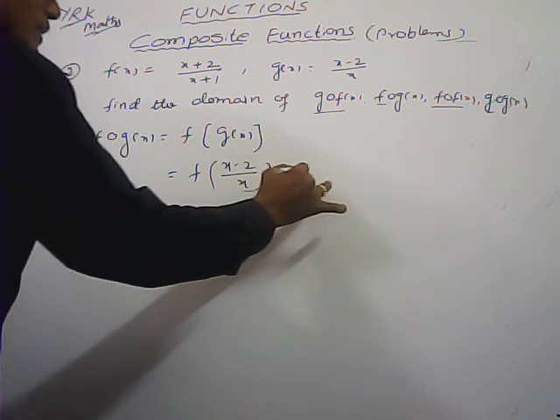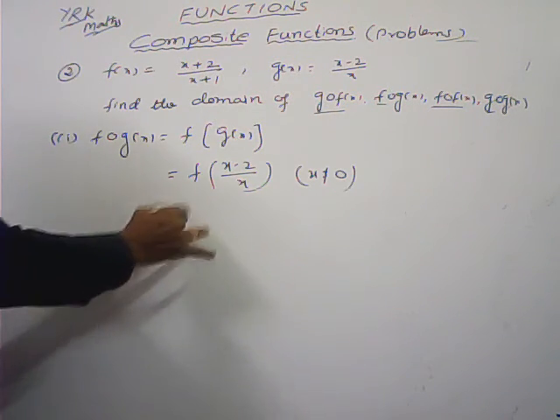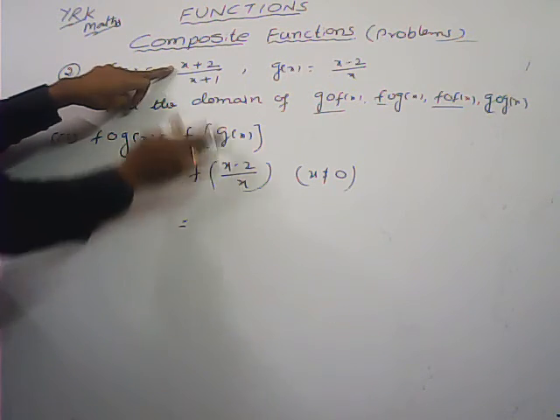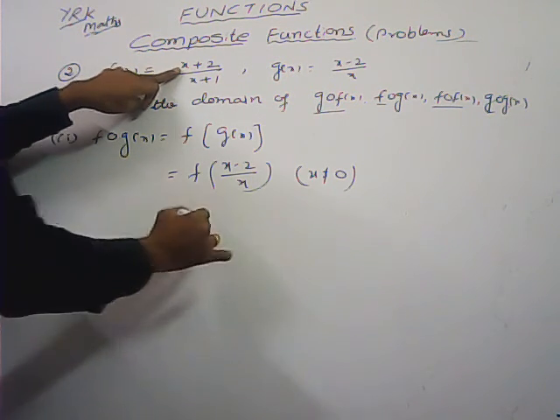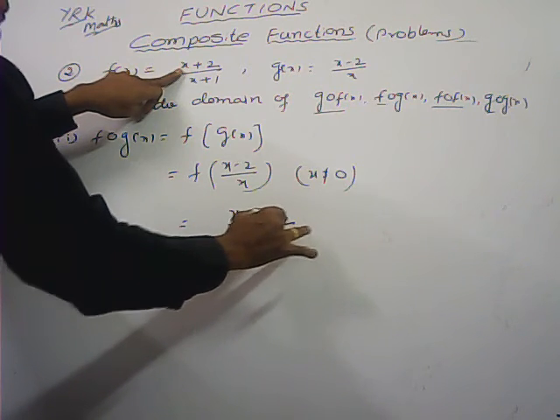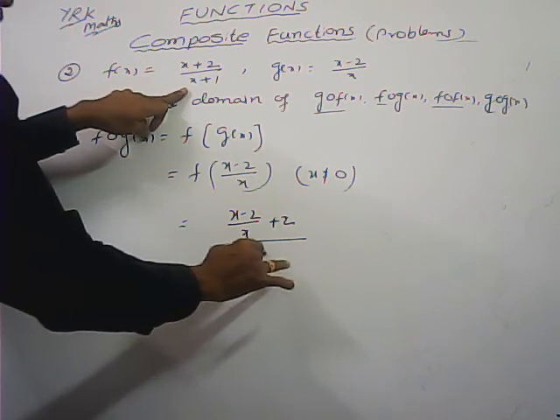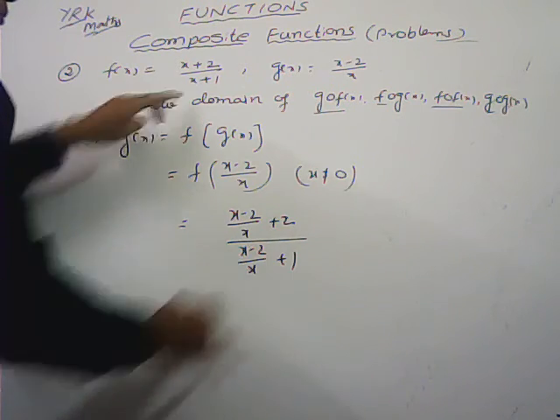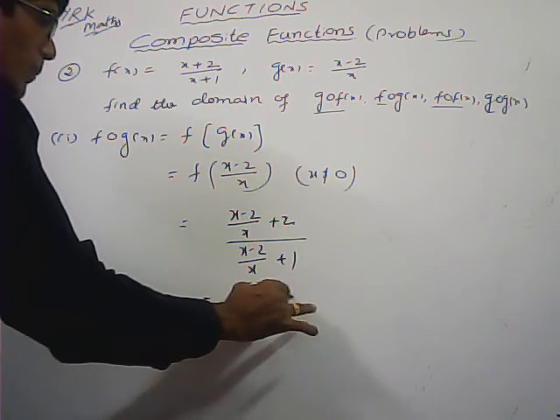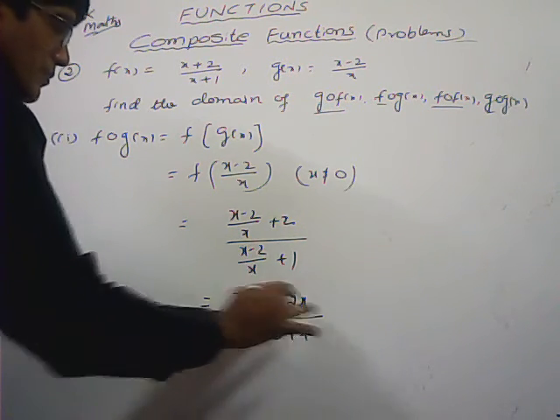So this one doesn't exist for 0, x should not be equal to 0. Now here the function f is there. While writing the function f, in the place of x you can replace this one. Here x is there, in the place of x you can write (x minus 2)/x, plus 2 by, here x is there, in the place of x you can replace that one, (x minus 2)/x plus 1. Now here you can simplify this one, x minus 2 plus 2x upon x minus 2 plus x.